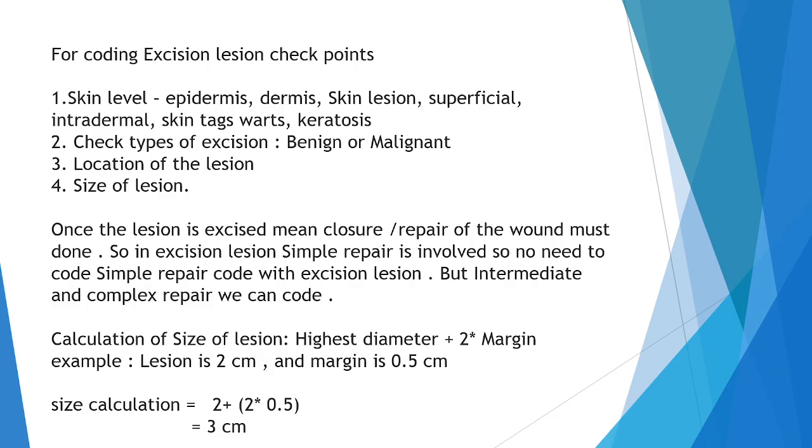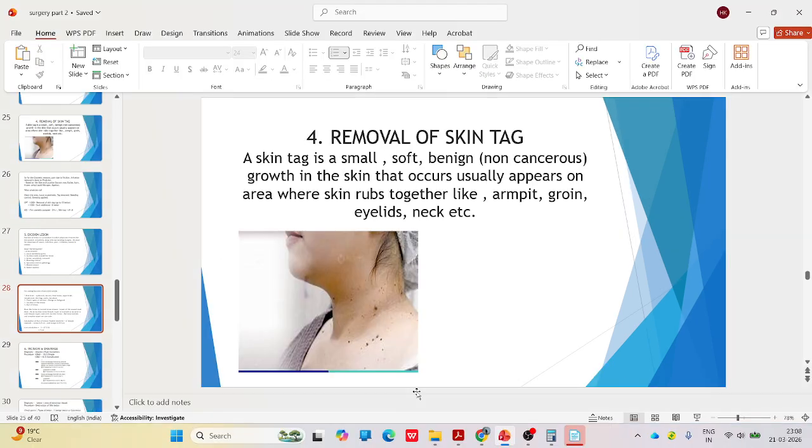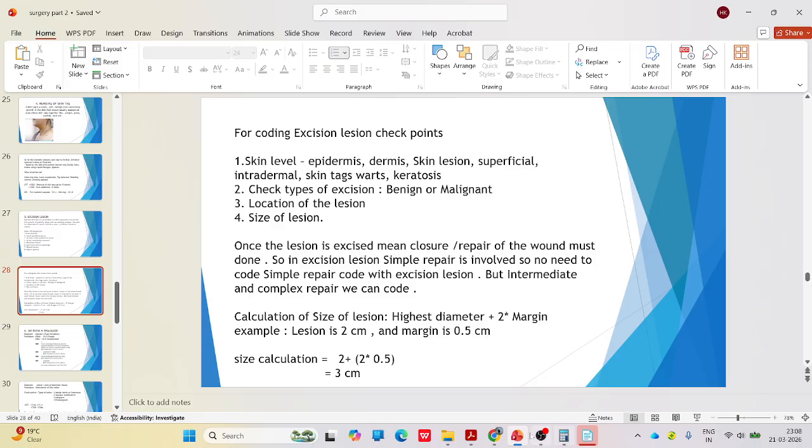Now, calculation of the size of the lesion: the greatest diameter plus the margin multiplied by 2. For example, the lesion is 2 centimeters and the margin is 0.25. So the size calculation is 2 plus 2 times 0.25, so it will come to 2.5 centimeters. Okay, so this is an excision lesion. Now, I'll show you one example. Here it is.